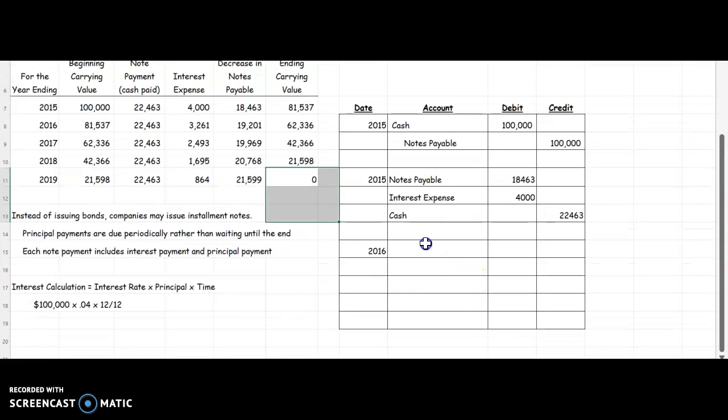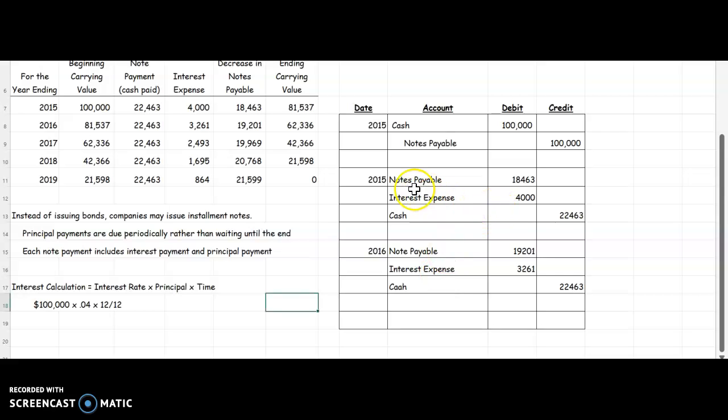For 2016, go ahead and do cash because we know that cash is always going to be the same when you're doing an installment note. Okay, the notes payable. This time, the decrease in notes payable is $19,201. And then the interest expense is $3,261. So we would do our entries for all 5 years.